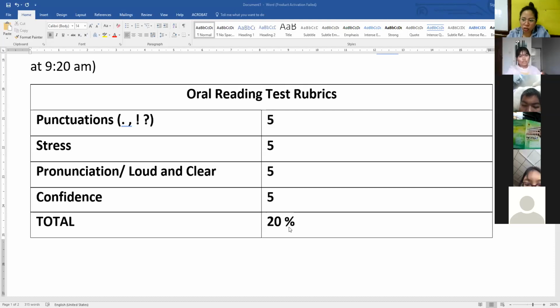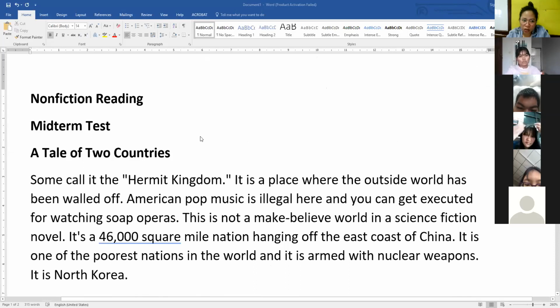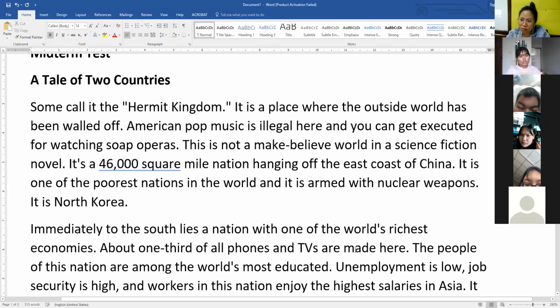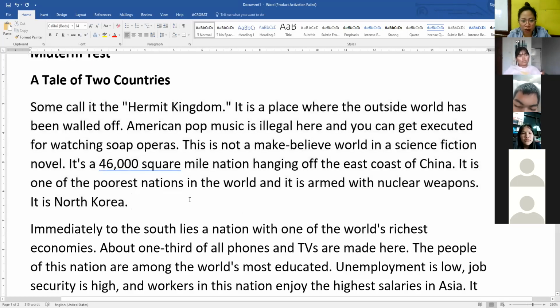A total of 20% is for your midterm exam. And this is what you are going to read, the nonfiction reading, the title of which is A Tale of Two Countries. So today, I will teach you how to read them carefully. I want you to lend your ears. Listen carefully. I will read the first paragraph, and then I will call students to read this again for me, maybe words, or phrases, or sentences, or probably the whole paragraph. Okay, here we go. Listen.